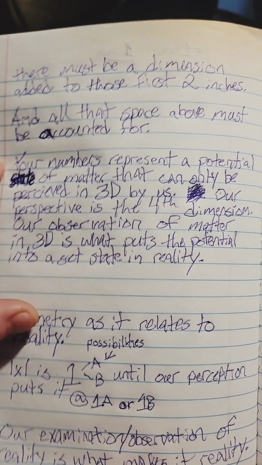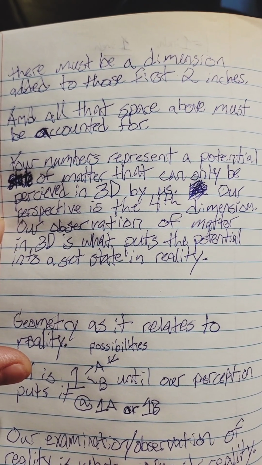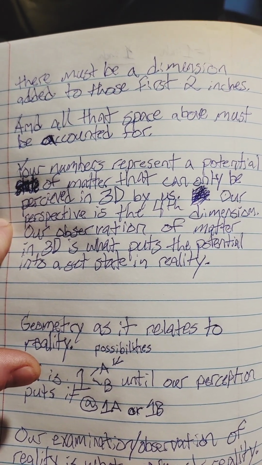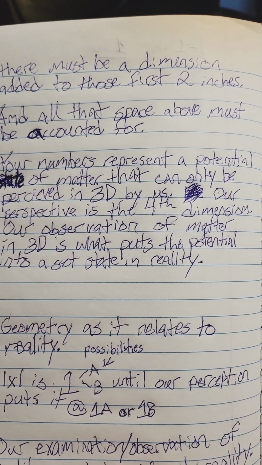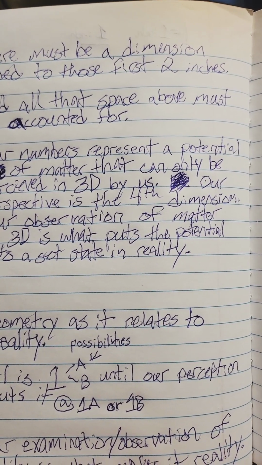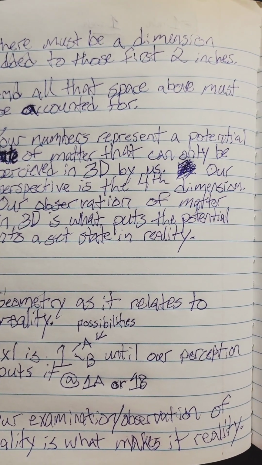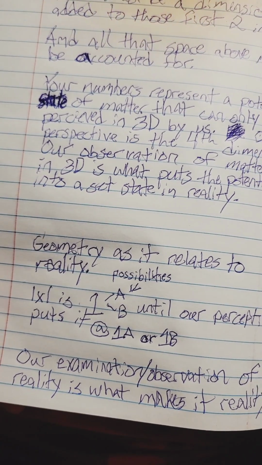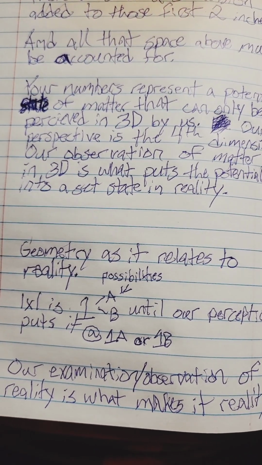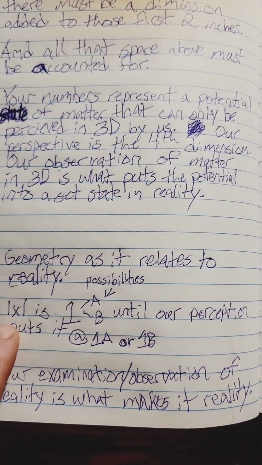So the current way that you're doing multiplication, it's not accounting for everything. It doesn't actually reflect reality. It's not consistent with reality, and that's the point here.